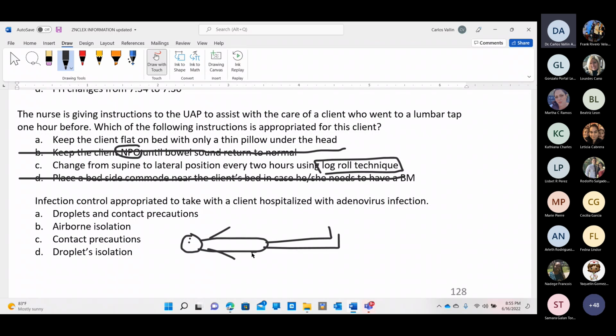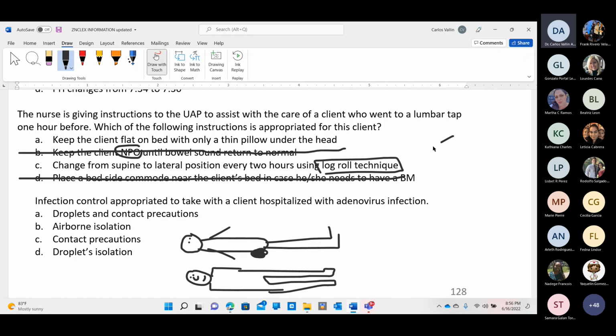Remember that if you spend more than 2 hours over your sacrum, you can develop a bed sore. Theoretically, you should not stay more than 2 hours in the same position. So the patient, as long as the head is at the same level as the body, can be turned to the lateral position, as long as the log roll technique is used.